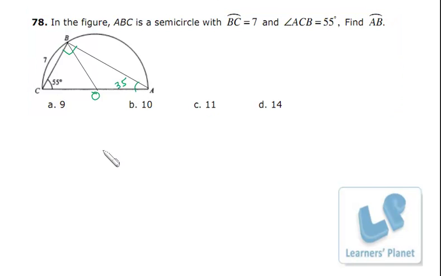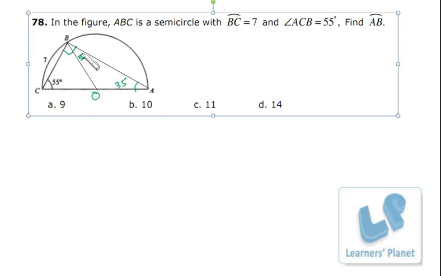Now next concept, OA is equal to OB. Both of them are radius of the circle. So if it is 35, it has to be 35, right? So 35 and 35, 70 degree. That means this angle must be 110 degree and this angle must be 70 degree, right?